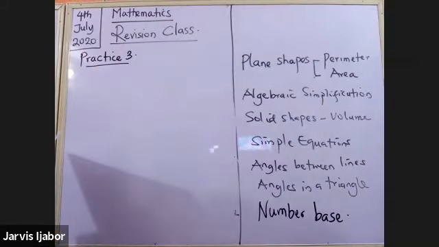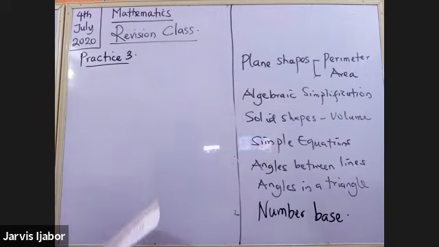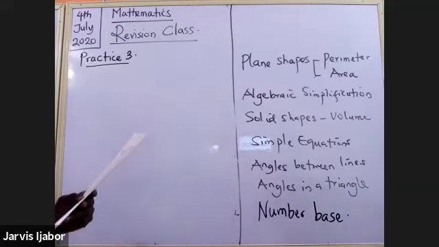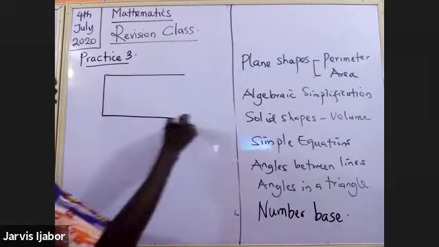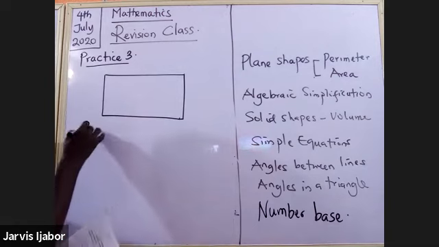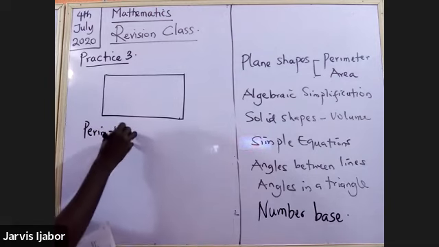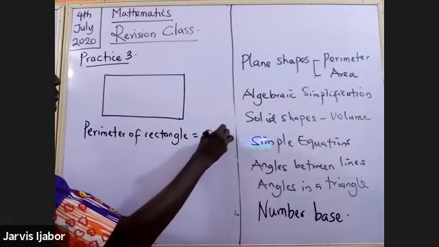Now, practice 3. The perimeter of a rectangle is 40 cm and its breadth is 7 cm. Find the length of the rectangle. For this one, instead of giving myself trouble, I'll just draw the rectangle. And I'm told the perimeter is 40, so I'll just say perimeter of rectangle is equal to 40 cm.